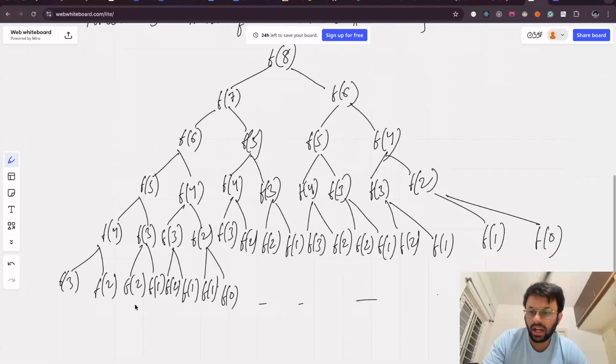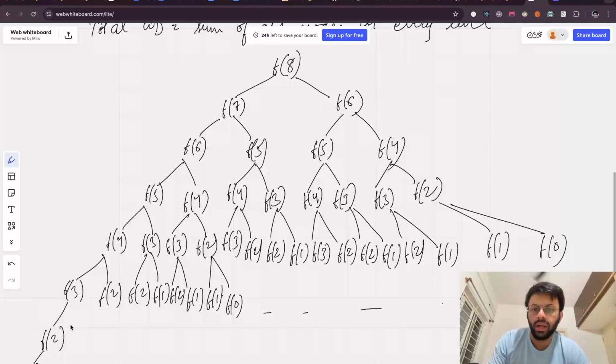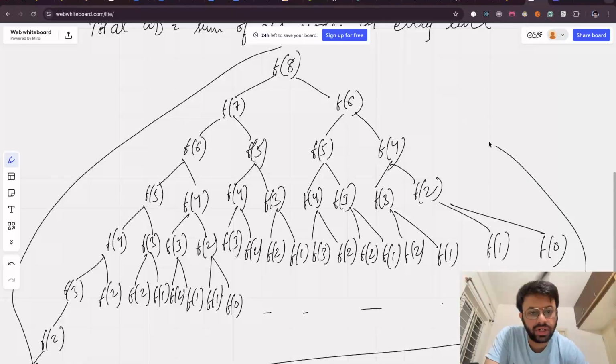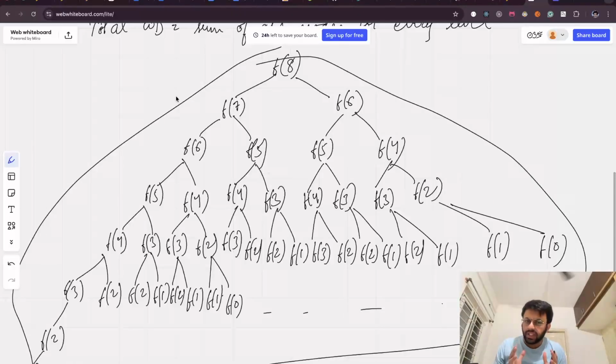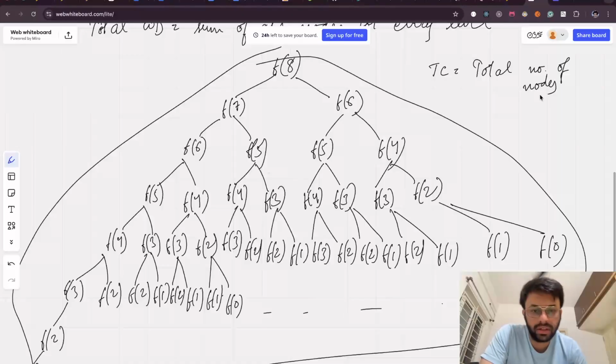Now, if you see the left hand side, it will go to Fibo of 2, Fibo of 1, till this. So if you just take a look at this entire big tree, we just need to find the number of nodes here, that's it. The time complexity will be the total number of nodes. Now here, what is the height of the tree, or what is the longest branch I can say?